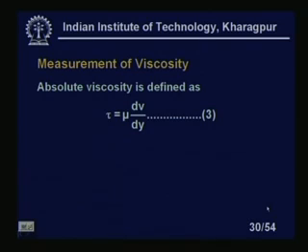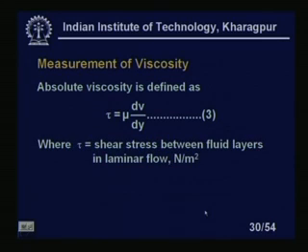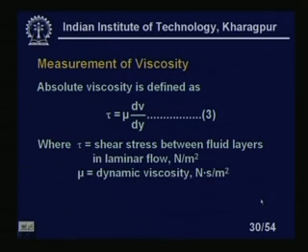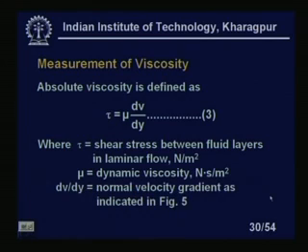In that type of situation, continuous monitoring of viscosity is very much necessary. Let us look at absolute viscosity, which is defined as tau equal to mu dV by dy. This is equation number 3, in continuation of the previous equations, where tau is the shear stress between the fluid layers in laminar flow, in Newton per meter square. Mu is the dynamic viscosity, in Newton second per meter square, and dV by dy is the normal velocity gradient as indicated in figure 5.